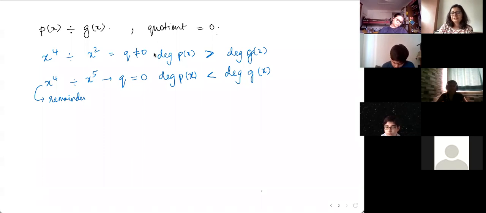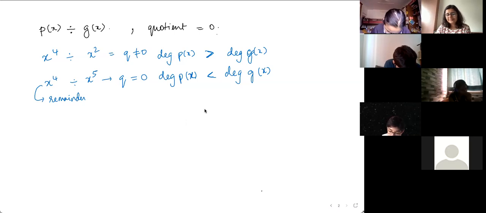So do the next question. It is very, very similar to this. Now everybody, I want you to answer with confidence. If on division of a non-zero polynomial p of x by a polynomial g of x, the remainder is 0, then what is the relation between their degrees?